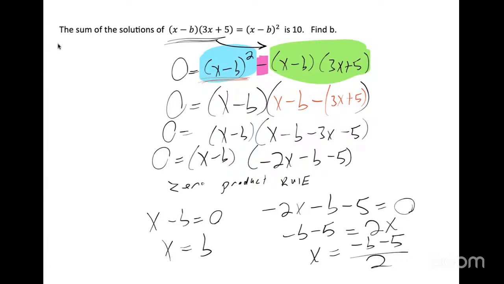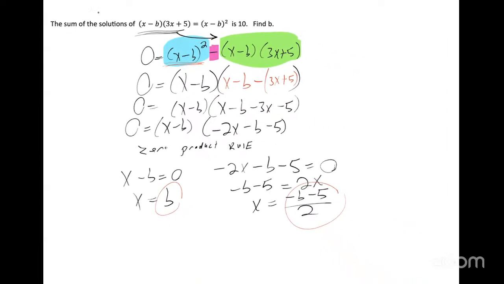So now what we have are our two solutions. x is equal to b, x is equal to (−b − 5)/2. And the question said the sum of those solutions is 10. So b plus (−b − 5)/2 is 10. And now we can little by little solve for b. So let's multiply both sides by 2 to get rid of that denominator.